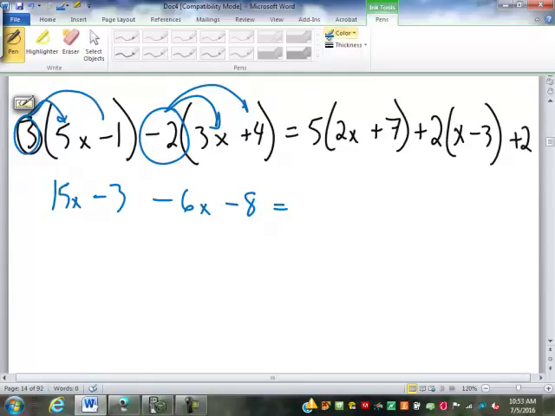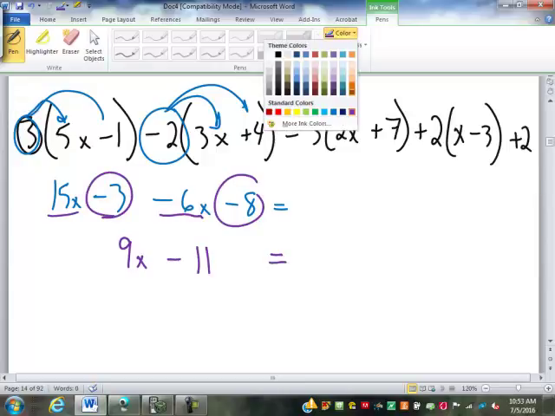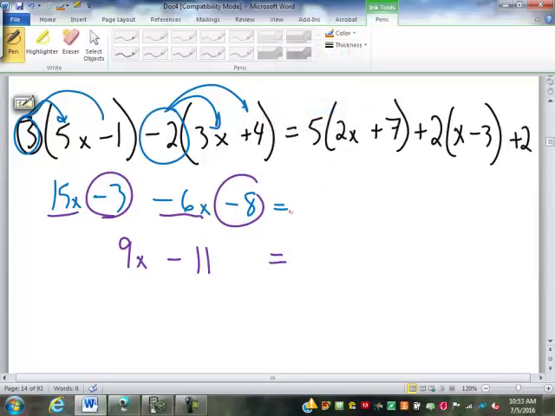Now I'm going to stay on the left side here and keep combining. 15x and negative 6x make 9x. Negative 3 and negative 8 make negative 11. Now that's all I can combine over there. Now I'm going to go back to the other side. What can I do on the right side?